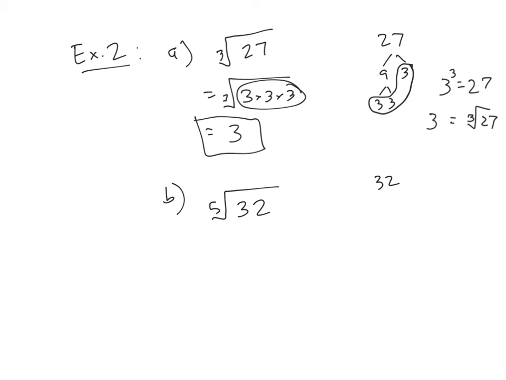So making my tree diagram, I have some different options for 32. I'm going to pick 8 times 4. If you wanted to pick 16 times 2, that would work.